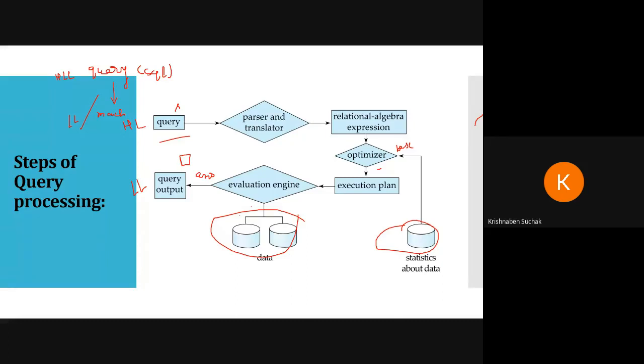Is it clear? Here the parser and translator is there, then the optimizer is there, and then the evaluation is there. So these are the three basic steps. This is the first step, this is the second step, and this is the third step. Okay, everyone, explain the optimizer again.